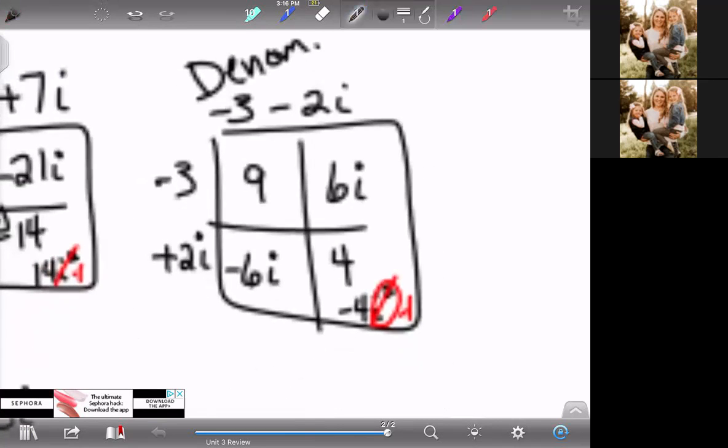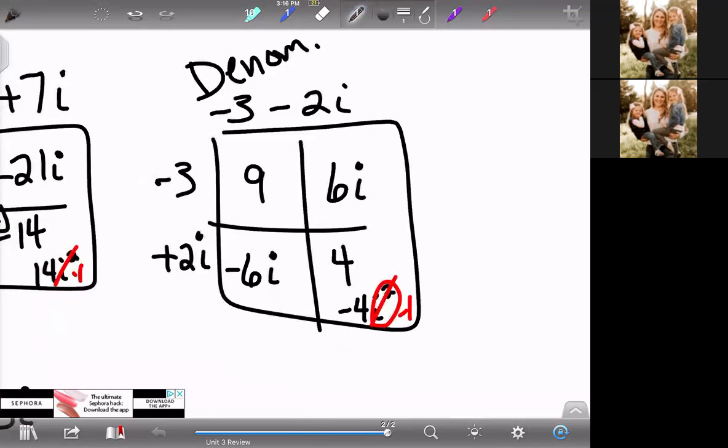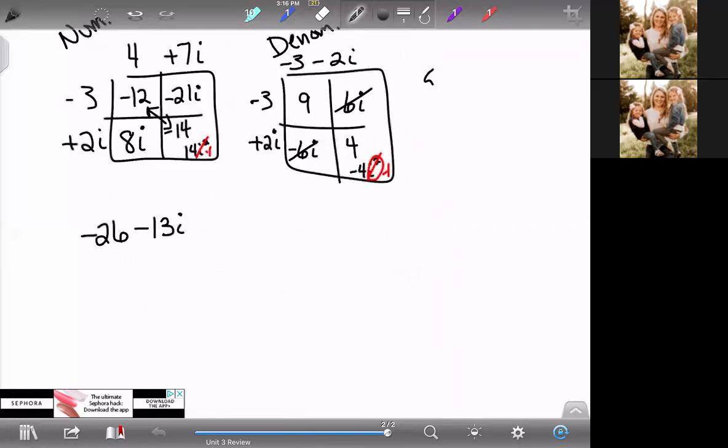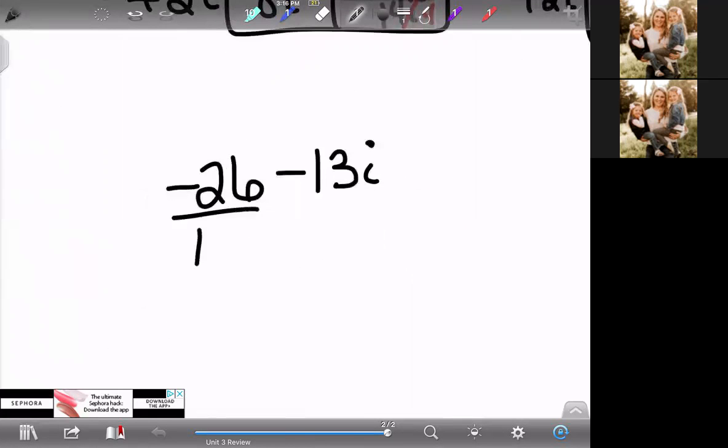So now when I look at this and I go to combine like terms, I'm going to have 9 plus 4, which is 13. And then my -6i and my +6i are going to cancel. So my denominator for this case needs to be 13. Remember, we're going to write it 2 times and create 2 fractions here. And then we need to reduce each fraction individually.